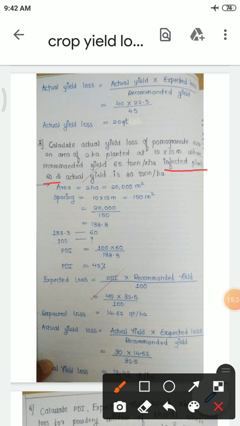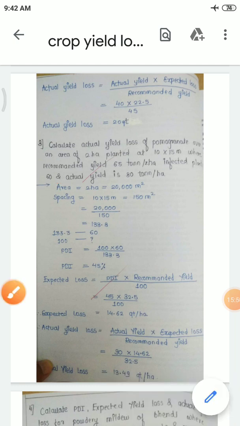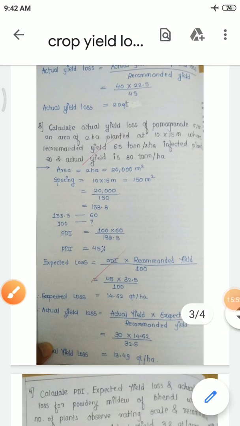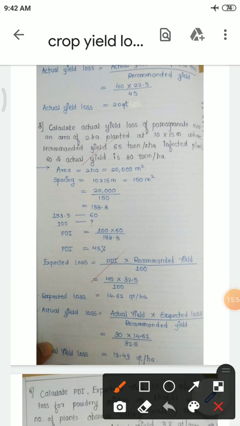So first of all we calculate the PDI. As we know, PDI is expressed in percentage, that is out of 100. Out of 133.3 plants, 60 plants get damage. So out of 100 plants, how many plants get damage? PDI is equal to 100 into 60 divided by 133.3. In that way the value of PDI is obtained, that is 45%.